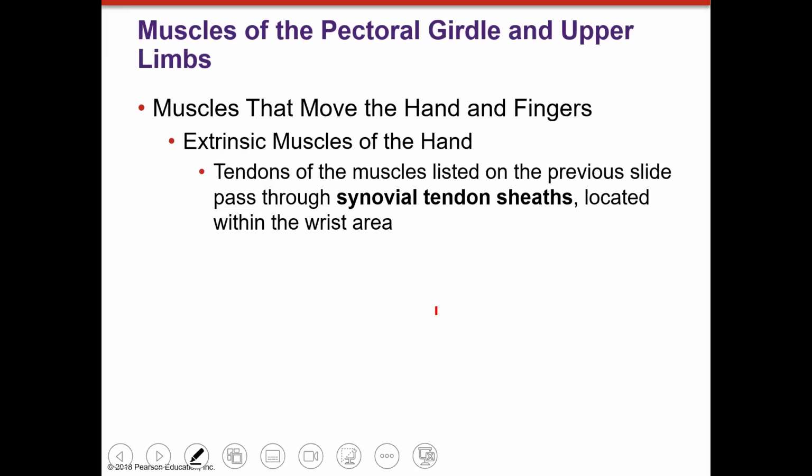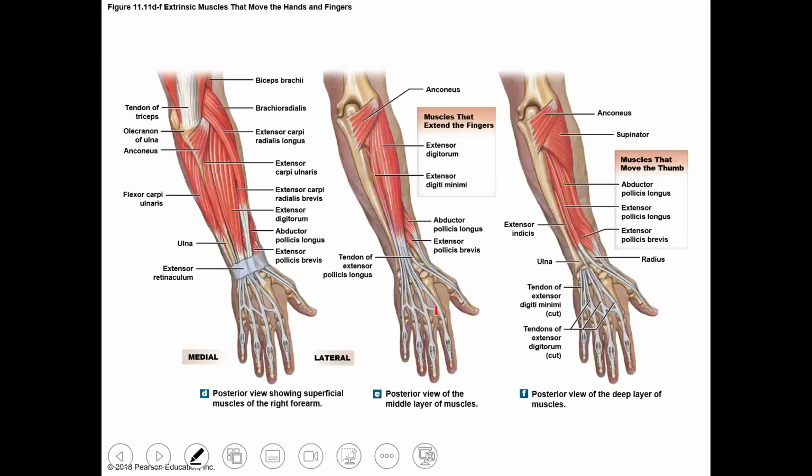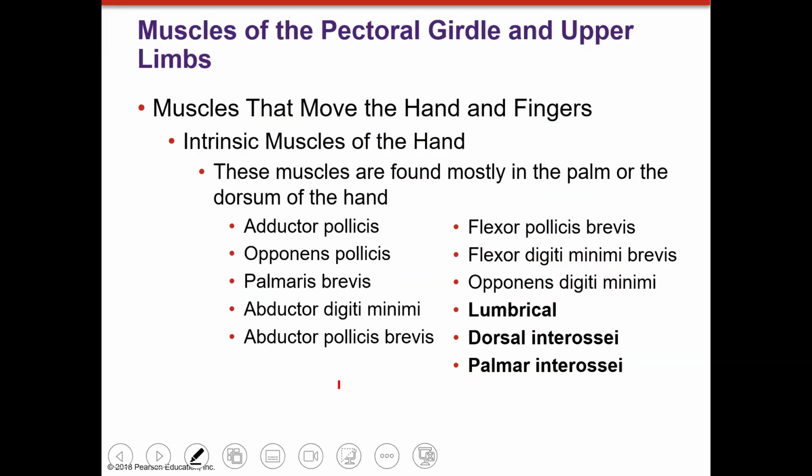Extrinsic muscles of the hand, the tendons and the muscles listed on the previous slide pass through a synovial tendon sheath located within the wrist area. So you could see this medial aspect over here and then the lateral aspect here, and check out these muscles. So again, pollicis means thumb.